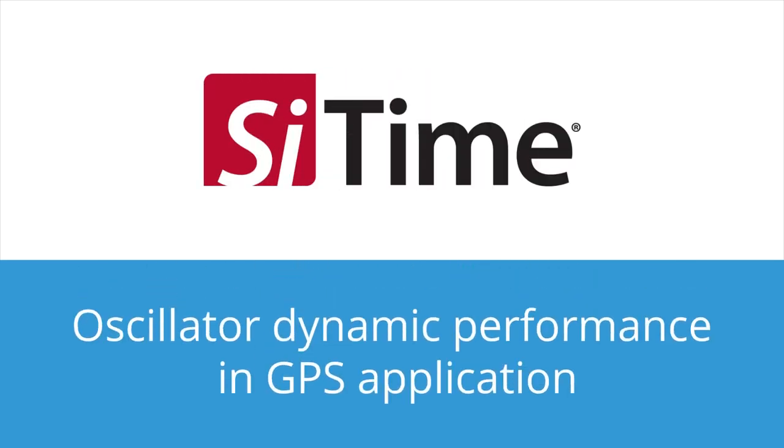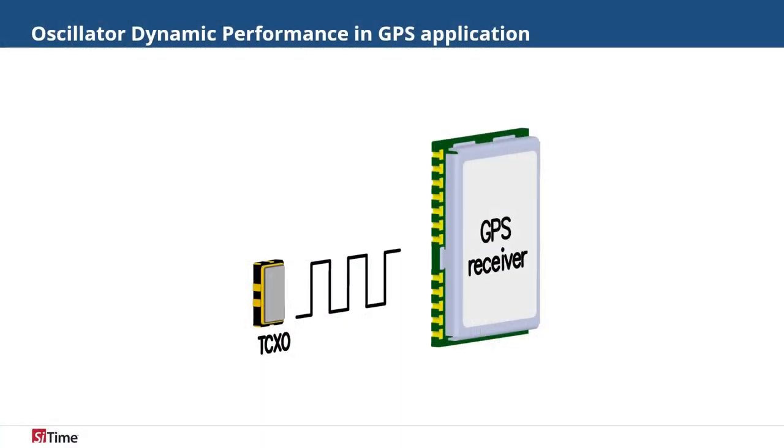Oscillator dynamic performance in GPS application. This video demonstrates the practical importance of dynamic performance of oscillators, namely frequency slope over temperature, or df by dt, for GPS receivers.